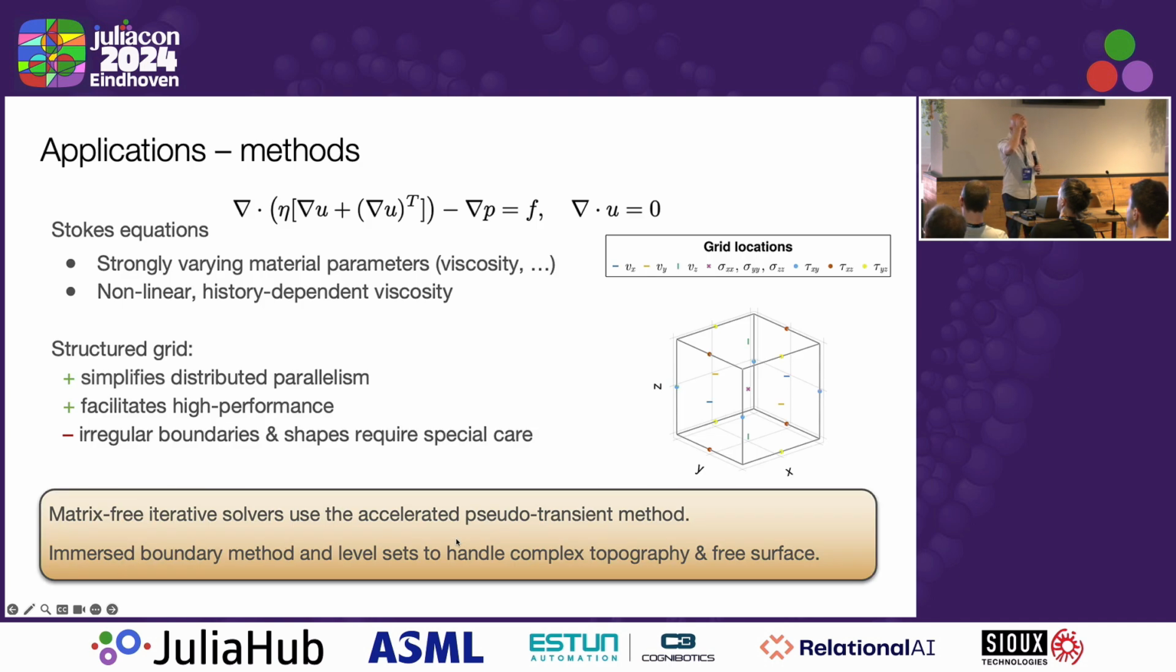The equations we solve are the incompressible Stokes equations, or the nearly incompressible Stokes equations, where the challenge is that the material parameters are very strongly varying and nonlinear, and they can vary like 10 orders of magnitude between having melt in one location and having solid rock next to it. They are nonlinear, history dependent. We are using in both applications a staggered grid finite difference formulation, because that is a stable scheme that turns out to be very, very scalable and works well. It's good for high performance. Irregular boundaries require some special care, and that can, for example, be done with immersed boundary methods.